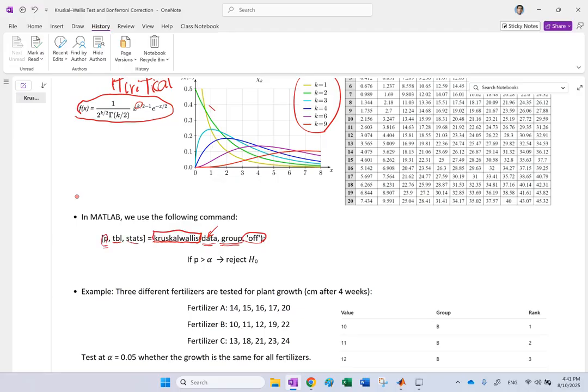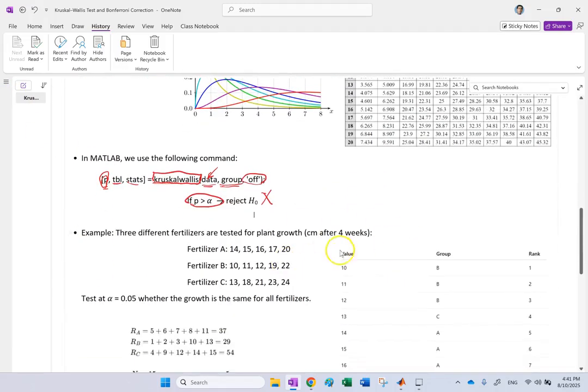All we really need to care about is the p-value. If that p-value is smaller than my significance level, I reject the null hypothesis. Otherwise, I fail to reject it. Okay, so that is the command to perform the Kruskal-Wallis test, and I'm going to show you that for this example. Now, let's look at this example.